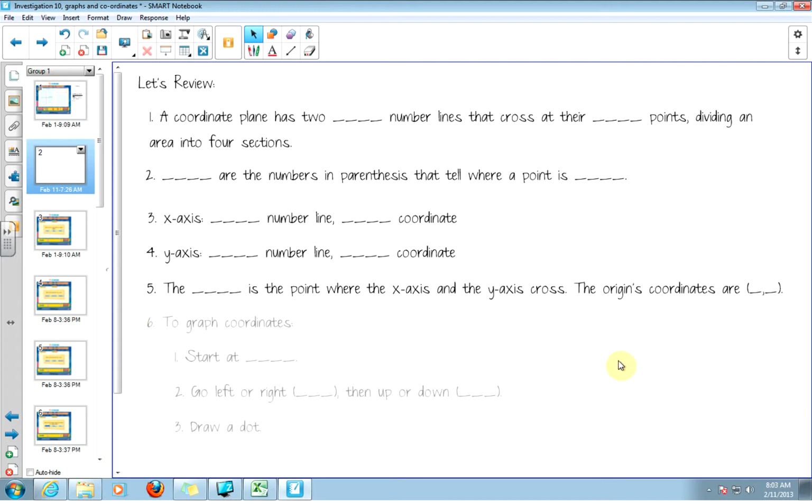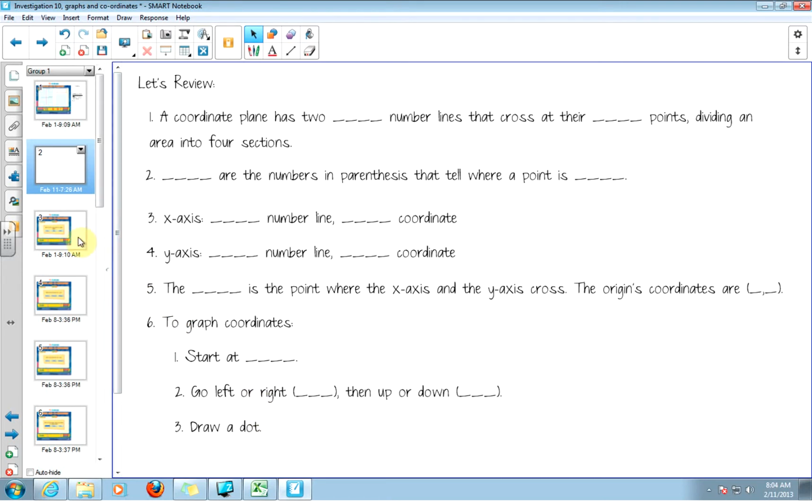Number 6, to graph coordinates. Go ahead and fill in the blanks for the steps. Correct answers are, number 1, we start at 0. 2, go left or right, run, then up or down, jump. Draw a dot and label your answer.